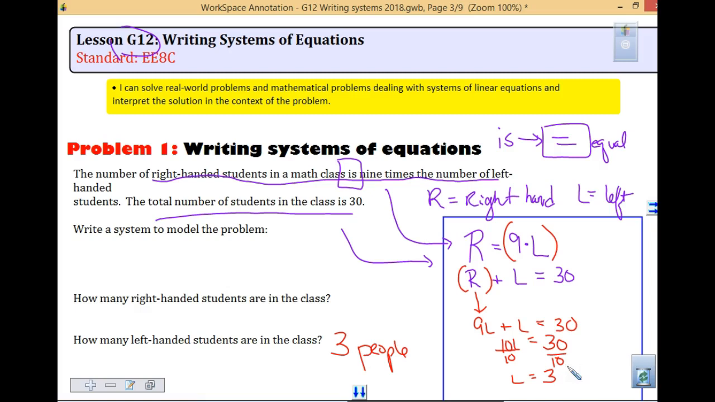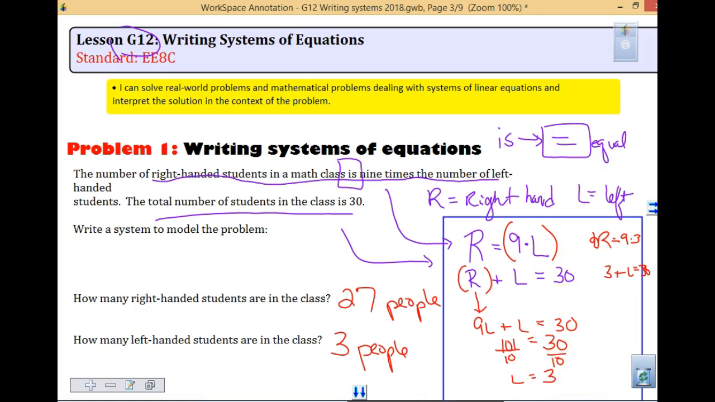So now we need to find the number of right-handed people. You could either go back to this equation and take 3 times 9 to get 27, or you could go to the second equation, right? You take 3 plus L equals 30 and subtract it. Both ways, it doesn't matter if I go to this equation and say the right-handed is equal to 9 times 3, or 3 plus L equals 30. Both ways, the number of right-handed people is going to give me 27 people. Now, some of your story problems are going to ask you for both answers. Some of them are going to only ask you to find one answer.